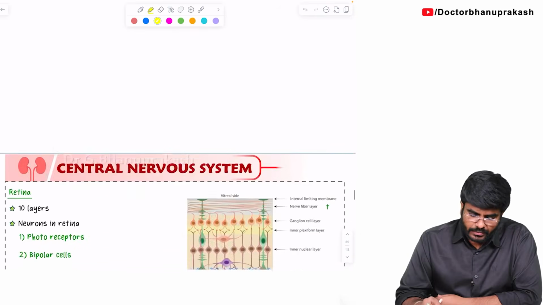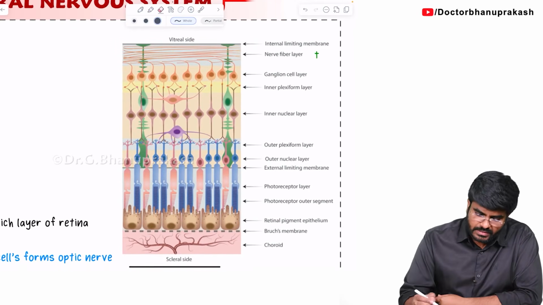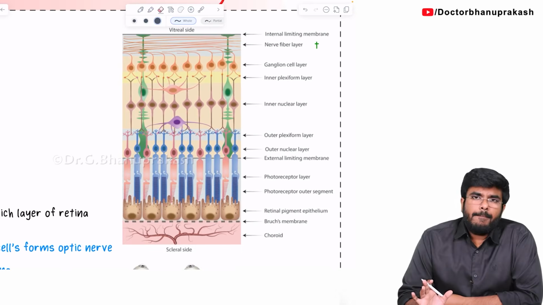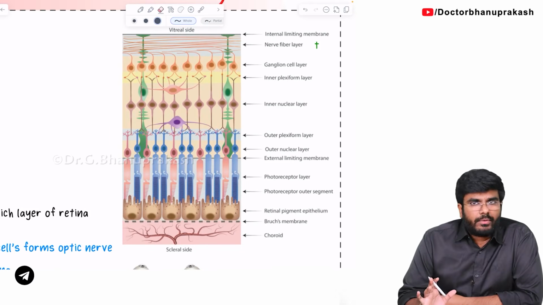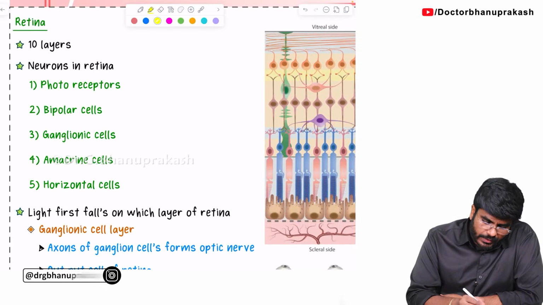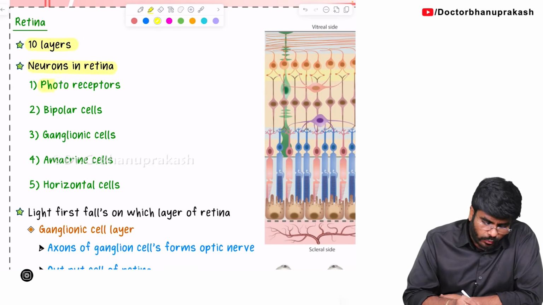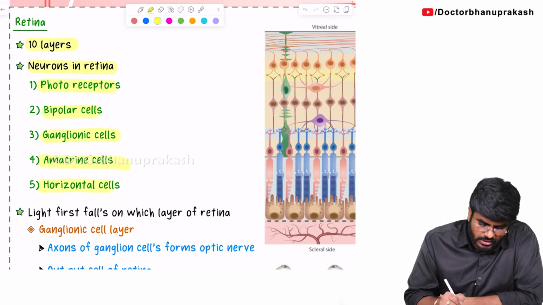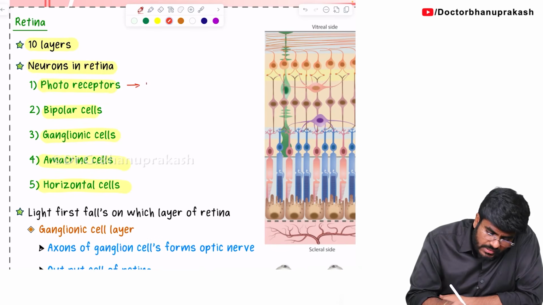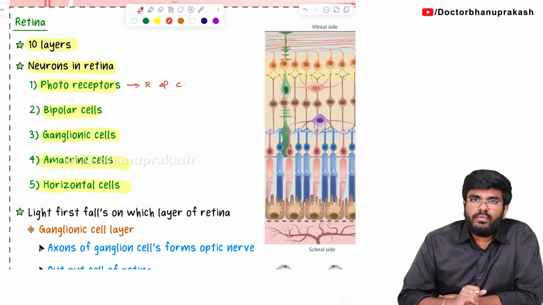Next, if you see the retina, let me show you the retina here. In the retina, there are 10 layers present. Out of these 10 layers, I'm not going to discuss each and every layer here. I'm going to discuss only the things which are needed for your exams. Out of these, there are 5 types of neurons: photoreceptor cells, bipolar cells, ganglionic cells, amacrine cells, and horizontal cells. And there are 2 types of photoreceptors, that is the rods and cones. So these are the 5 different types of neurons in the retina.